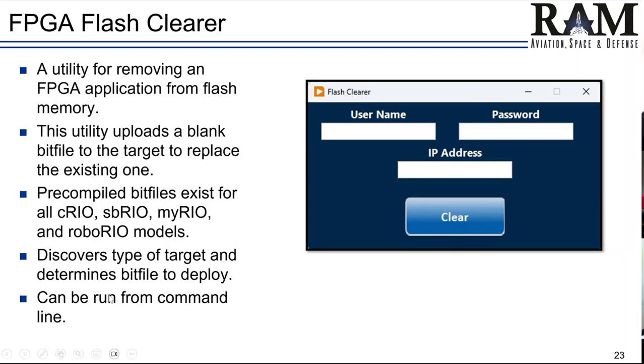So you can just call this from the command line with arguments that specify the username, password, and IP. It automatically queries the device and finds out what model it is and then loads the appropriate bit file for you. Or you can just use the GUI, right? And you can type in that information.